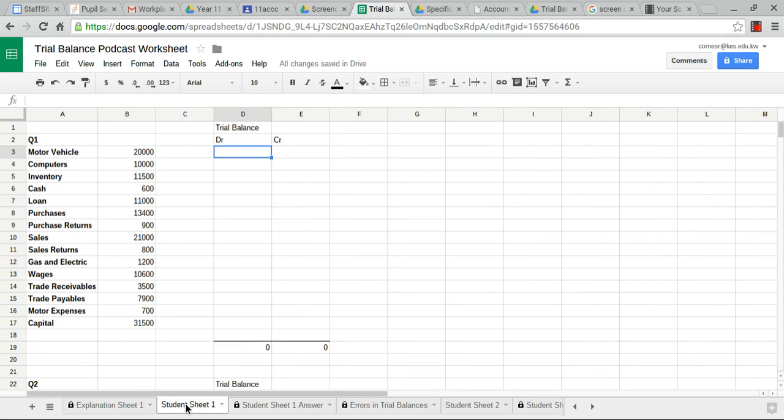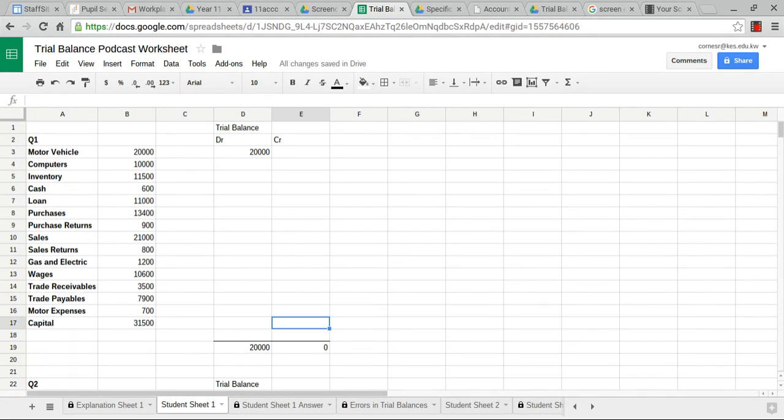What I've prepared for you to do is, we've got two examples here of figures that have been taken from the ledger accounts, and what you need to do is put those on the correct side of the trial balance, and I'd suggest that you use double entry to do that. So for example, you put the motor vehicles as £20,000 on the debit side because they're a non-current asset, and what you should find is that the totals at the bottom will automatically increase.